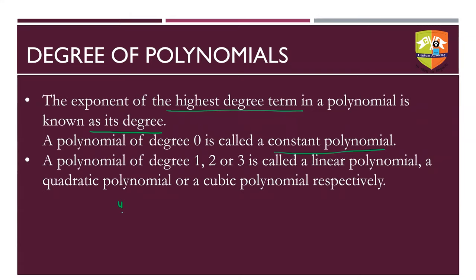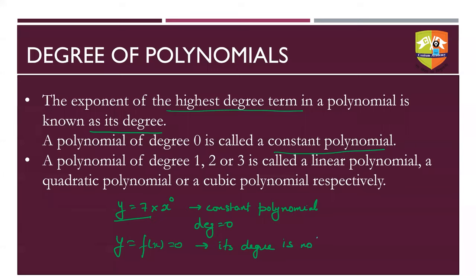A polynomial of degree 0 is called a constant polynomial, right? For example, y is equal to 7 is a constant polynomial. Why? Because it can always be written as 7 times x to the power 0. So this is called a constant polynomial, and its degree is 0. But the point to be taken care of here is that f(x) equal to 0 is a constant polynomial, but its degree is not defined. I hope everybody is aware of this. So a zero polynomial doesn't have a degree defined.